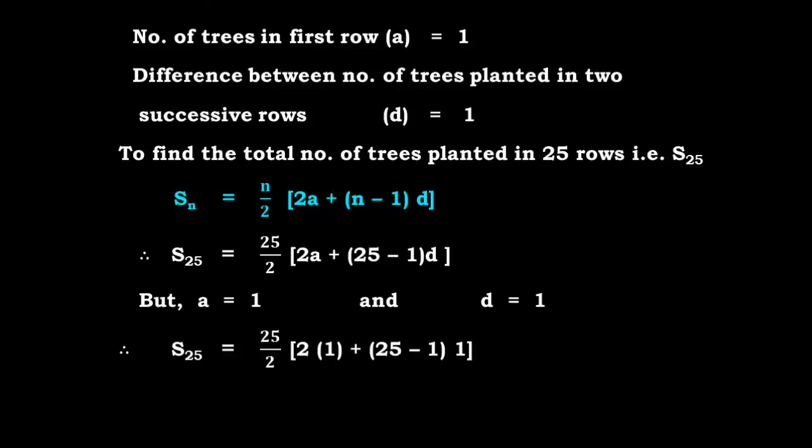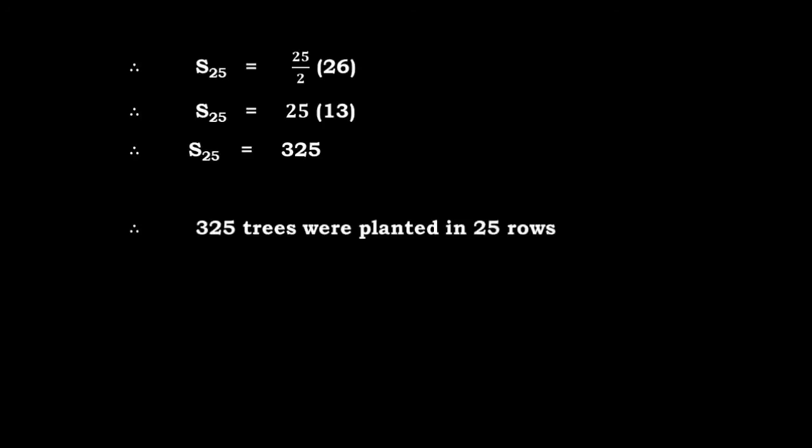So 25 minus 1 is 24. 2 plus 24 will become 26 in bracket. So you can solve this. 25 upon 2 into 26, that is 25 into 13, and you will get S25 is 325. See, 325 trees were planted in 25 rows.